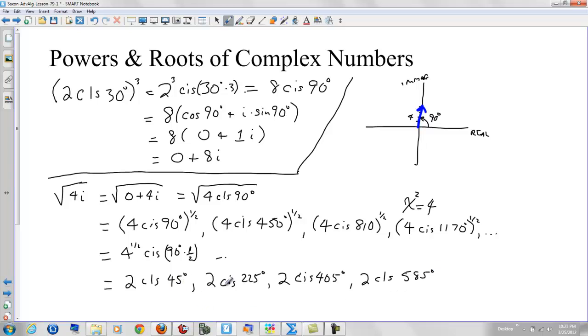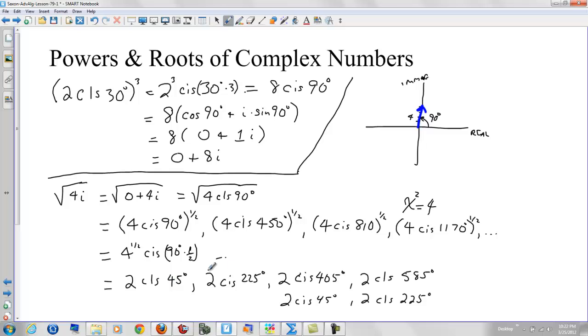So let's examine these angles. Well, 45 and 225 we're pretty familiar with. 405 is outside 1 revolution, but this is the same thing as 2 cis 45 because 405 is 45 degrees beyond 360. And 2 cis 585, if I subtract 360 from that, I get 225.